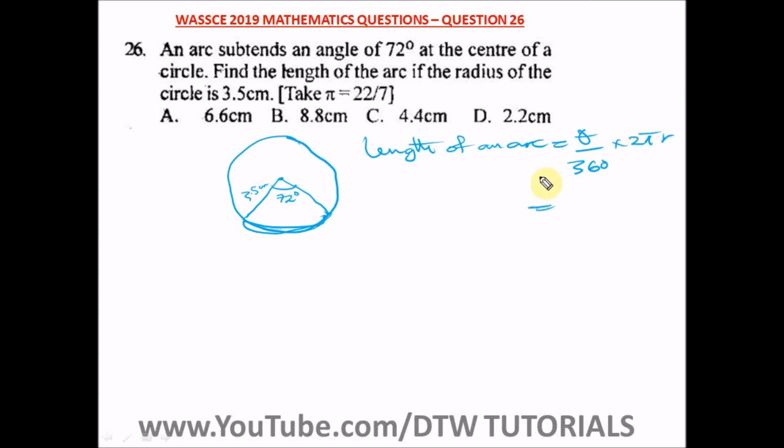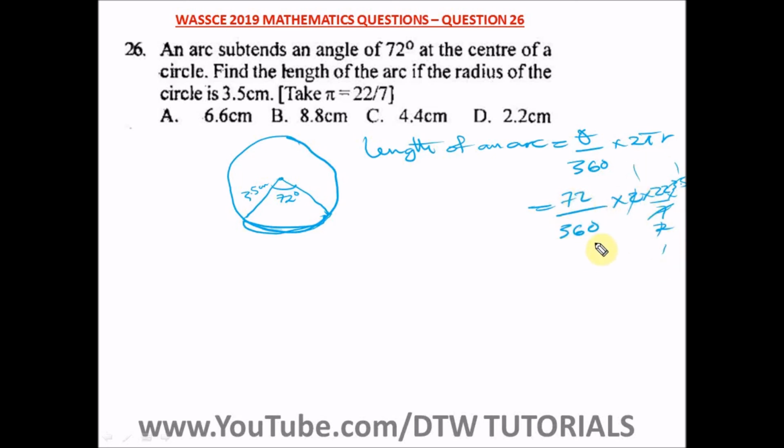So from here, we have our theta as 72 divided by 360 times 2, we're given pi as 22 over 7, and our radius as 3.5. From here we can cancel out this 3.5, 1 in 7 to go 2 times. This 2 will cancel out. Okay, we have a 1.